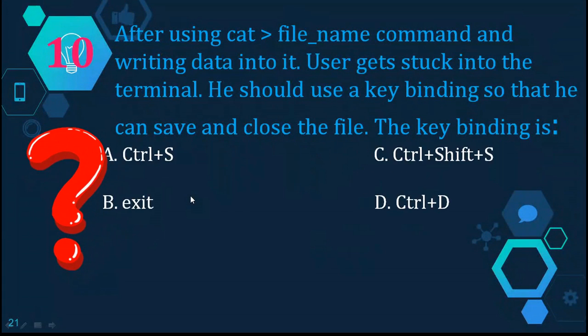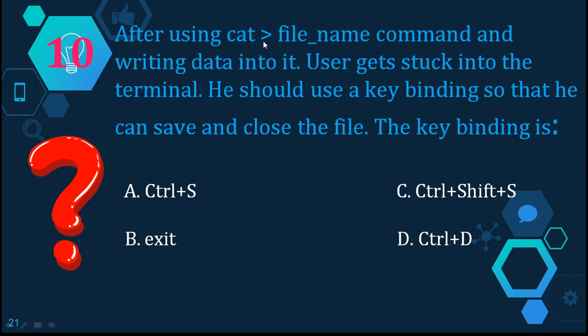Moving to the last question: after using cat, the output redirection operator, file name, then the command and writing data into it, the user gets stuck in the terminal. We should use a key binding so that he can save and close the file. So what happens is, whenever you use this cat command, the particular file you are writing will be created, and in that you can write anything. After writing into it, you will be inside the file only.